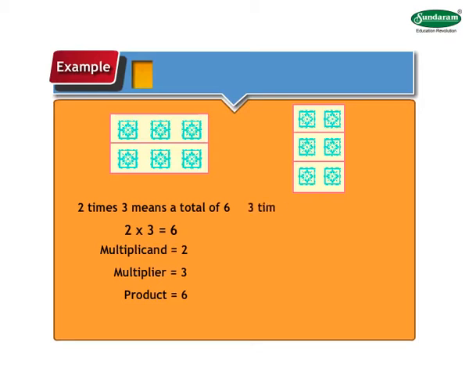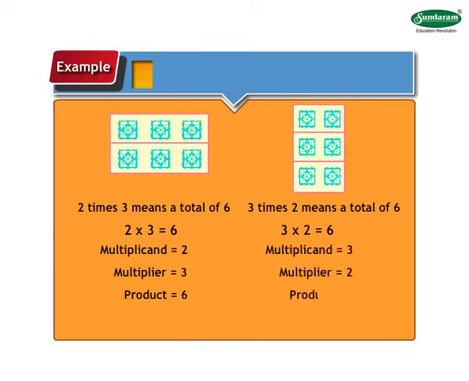This means 3 times 2 objects are given. Hence, here also the total number of objects are 6. That is, 3 multiplied by 2 is equal to 6. In this example, 3 is the multiplicand, 2 is the multiplier, and 6 is the product. From this, we can understand that 2 multiplied by 3 is equal to 3 multiplied by 2, which is equal to 6.